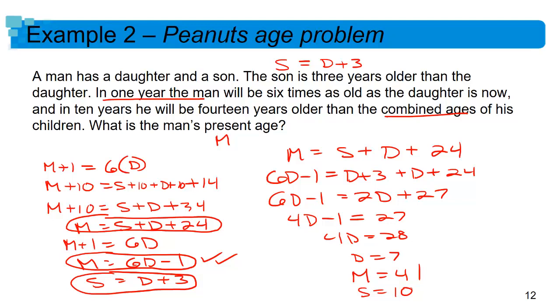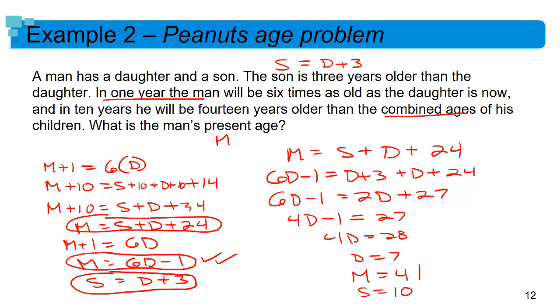And now we could double check all of our math and make sure it makes sense, right? In 1 year, he'll be 6 times as old as daughter is now. Well, 42 is 6 times 7. In 10 years, he'll be 14 years older than their combined ages. Well, in 10 years, he'll be 51. She'll be 20, and the boy will be 17. So 20 and 17 is 37. 37 plus 14, right, is 51, which of course would be his age plus 10. So everything works. Yay, we're done.